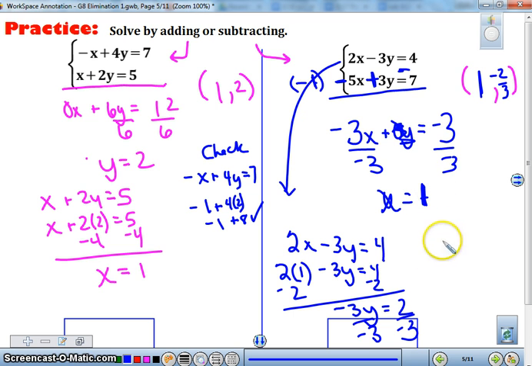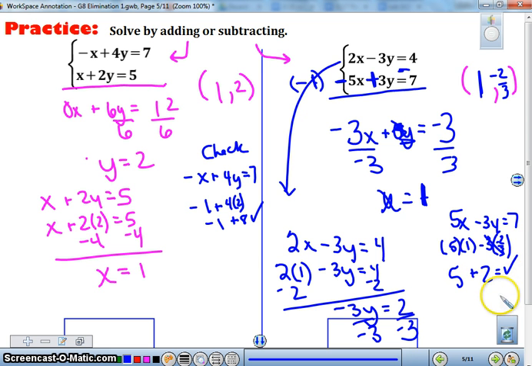And someone said, well, how can you be sure? You check that. Remember, if you check it, you've got to go back to that original equation. And in the original, it was 5x minus 3y equals 7. So 5 times 1 minus 3 times negative 2/3. Remember, these 3's cancel. So we got 5 plus 2, and that does equal 7.